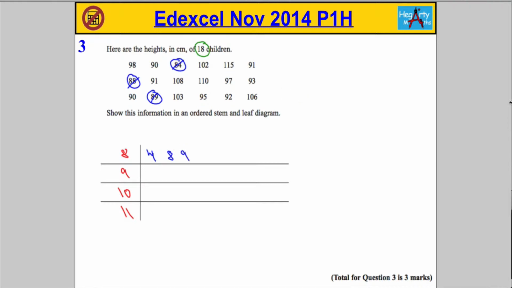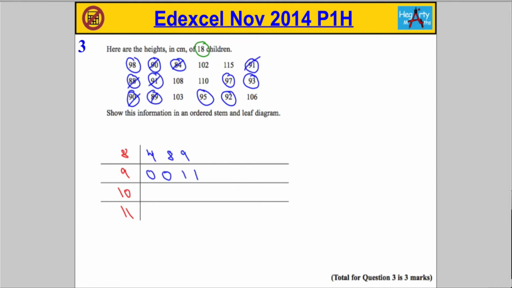Next, we're going to look at the 90s. So I've got 98, 90, 91, another 90, 97, another 91, 93, 92, and 95. So quite a few here. Let's be careful when we're putting them in. I see two 90s, so we need two zeros. Crossing them off. 91 and another 91, so let's cross them off and get them in.